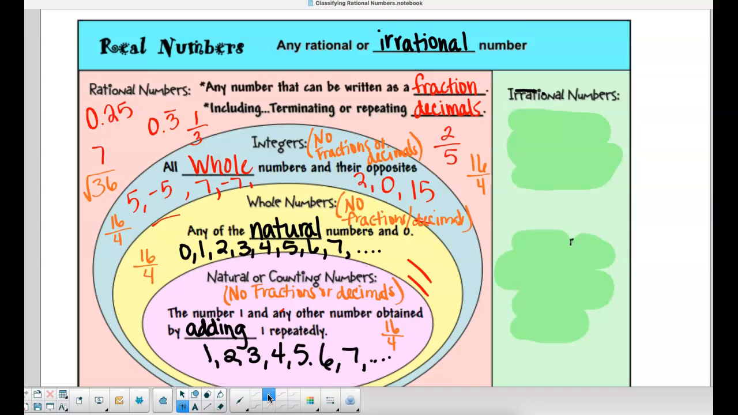Can that go in any other categories? Or is it only rational? Where else could I put it? It could be 6, right? So therefore, is it an integer? Yes. So I could put the square root of 36 here. Is it a whole number? Is it a natural number? Yes.